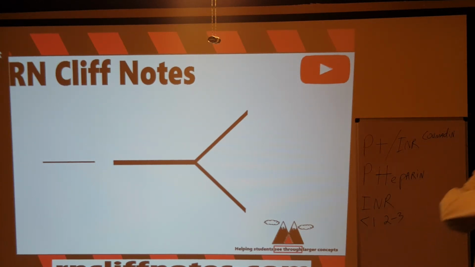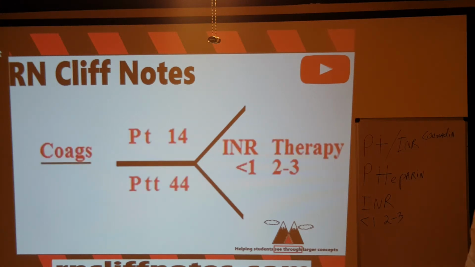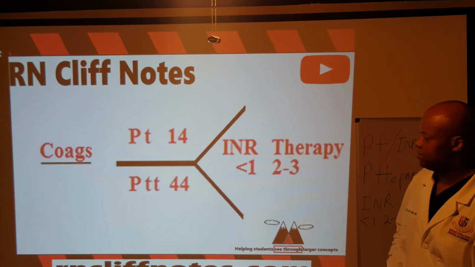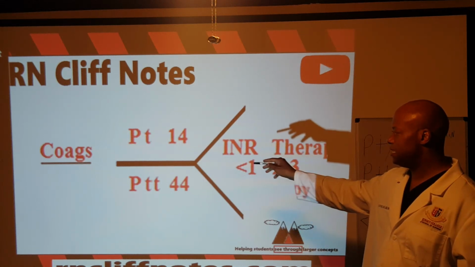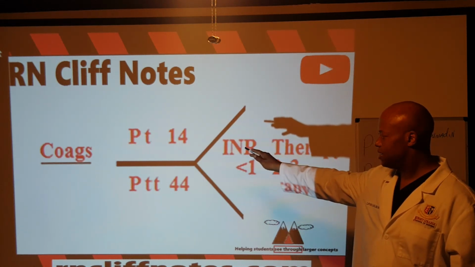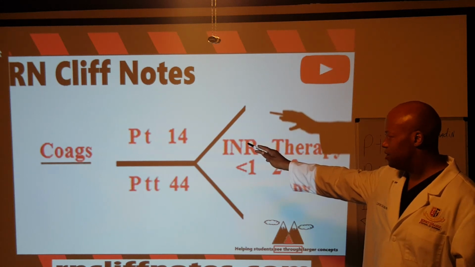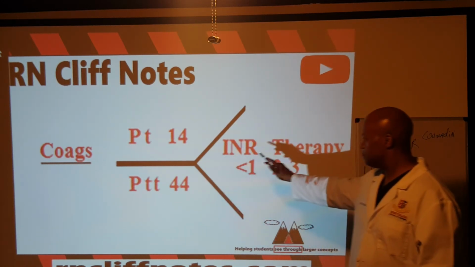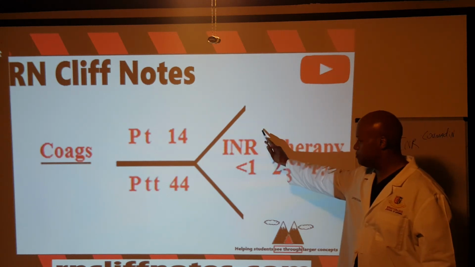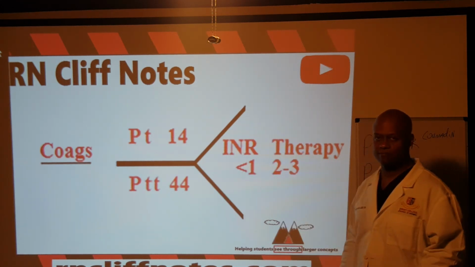Good. So let's look at that slide. All right, boom, our Coags studies. We like to call them Coags for short. Okay, so PT, 14, and we understand that now. And the PTT, 44, right? And the INR, we said typically the INR should be less than 1.